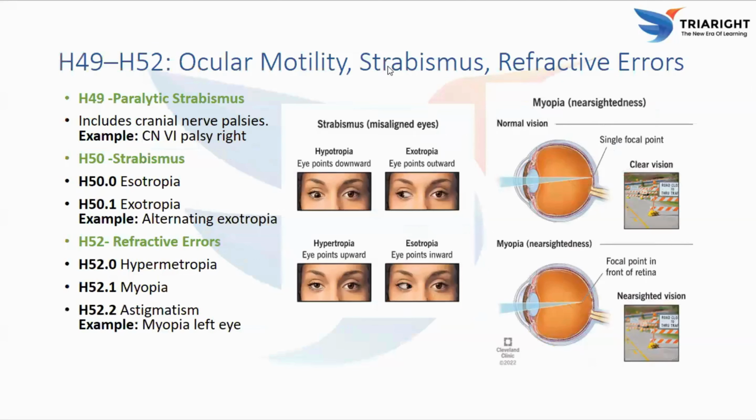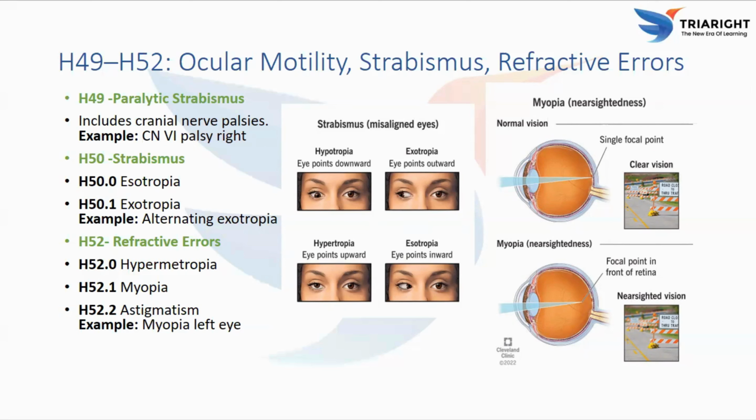So next category is H49 to H52: ocular motility, strabismus, refractive errors. This slide explains ICD-10 codes related to problems with eye movement, eye alignment and refractive errors, problems with focusing light. So H49 is for paralytic strabismus. What do you mean by paralytic strabismus? It means the eye misalignment caused by the paralysis of a cranial nerve.